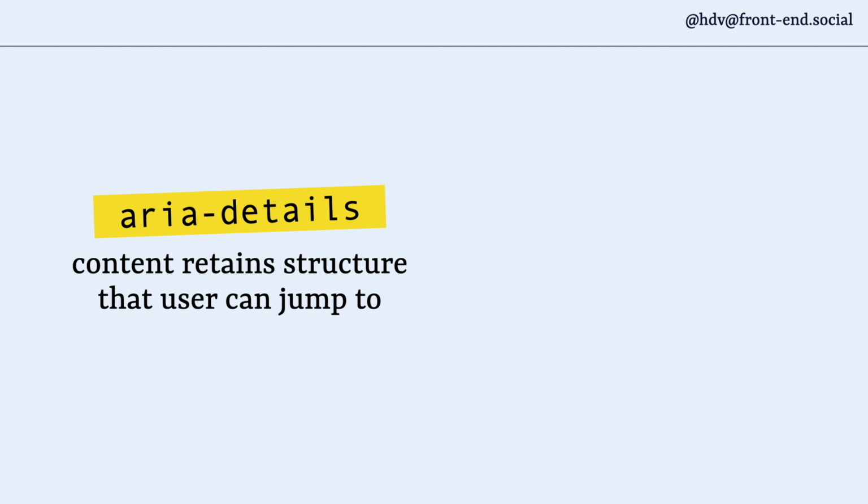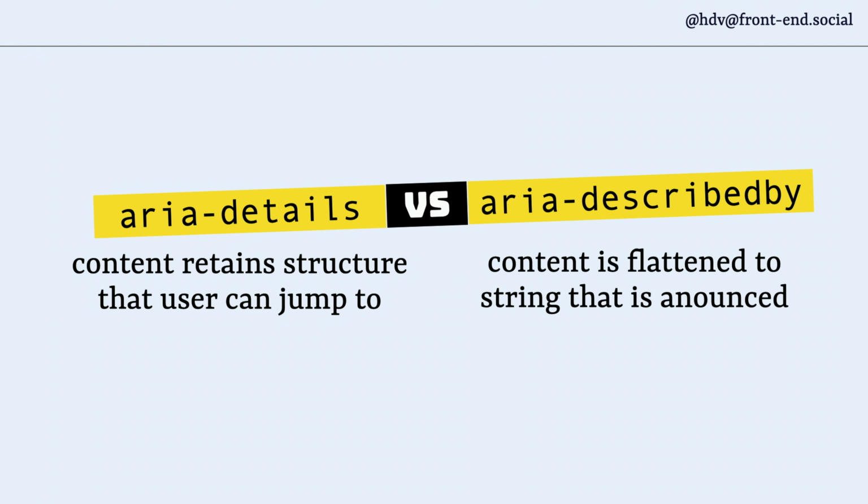And that details has structure as well. And it allows users to jump to that structure using a shortcut. Now that makes it a little bit like aria-describedby, at least that's what I was reminded of when I read the description. Now the difference is that aria-describedby also will give you extra information about an element, but it's content that is then flattened and announced immediately.